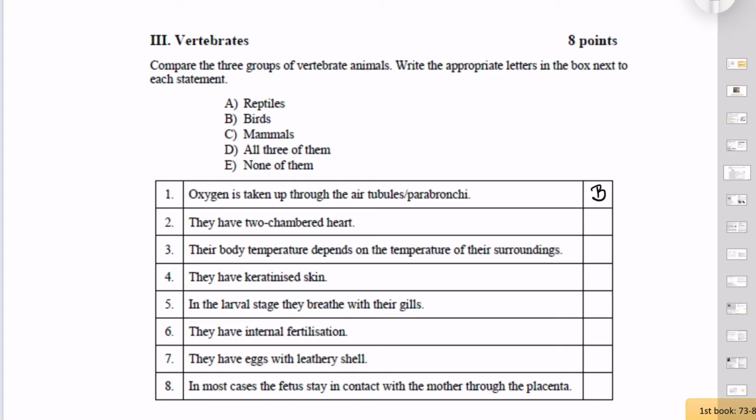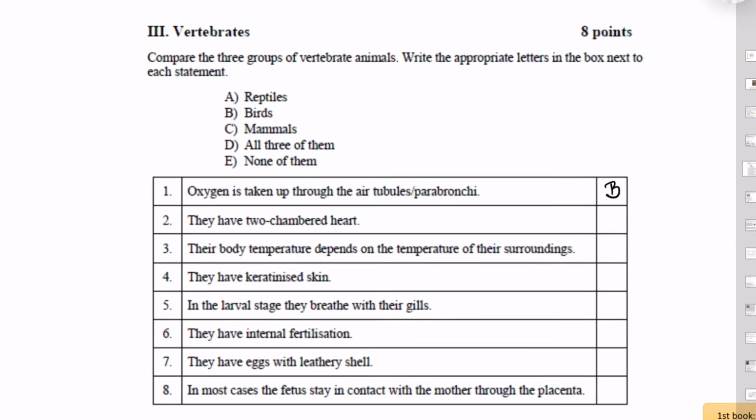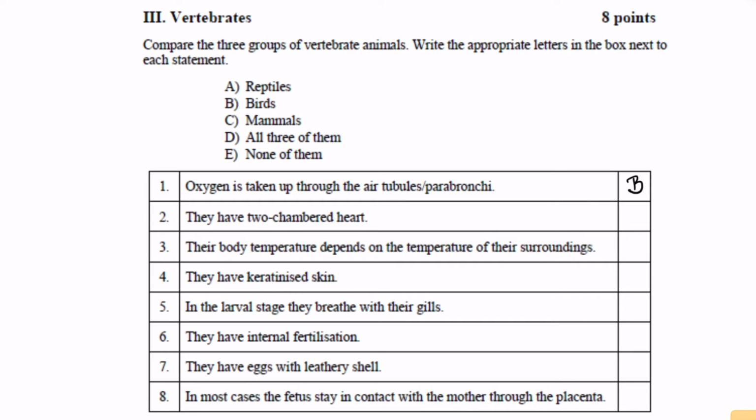They have a two-chambered heart. That would be fish, but it is not provided, so none of them is going to be the good answer here. Third statement, their body temperature depends on the temperature of their surroundings. So basically, out of the three vertebrate groups, only reptiles are cold-blooded animals. So A is going to be the good answer.